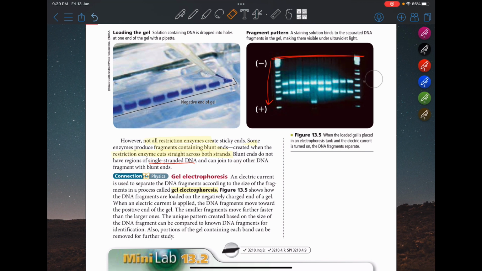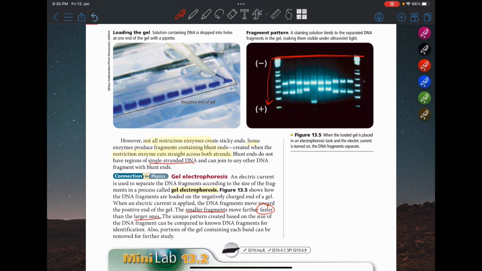Obviously, if you take a small toy car and a huge toy truck and you push them both with the same force, obviously the little car toy will go farther because it's smaller, right? But the truck, since it's heavier, it's not going to go that far. Same thing applies with DNA. So the smaller fragments, they move faster and farther than the larger ones.